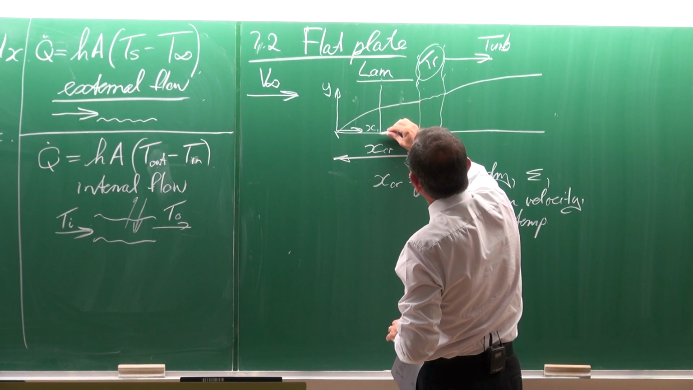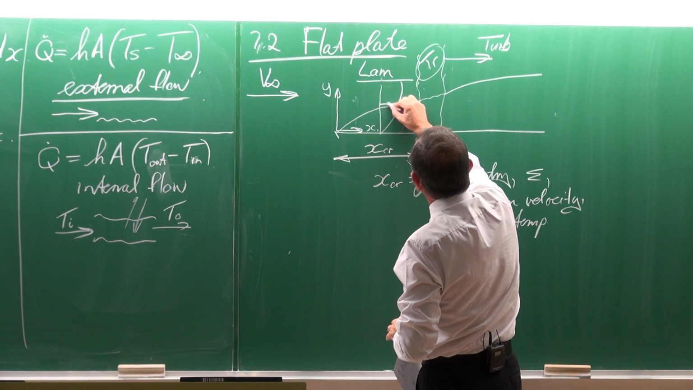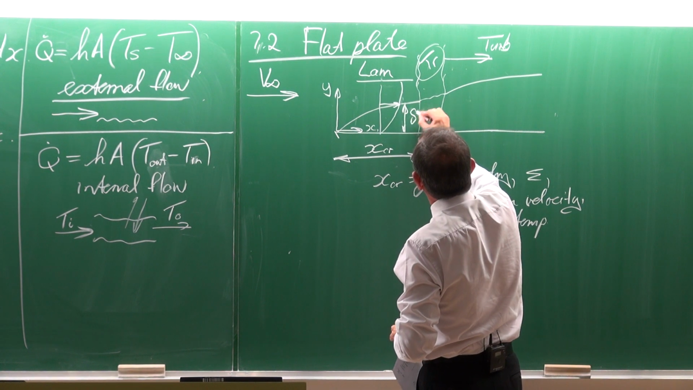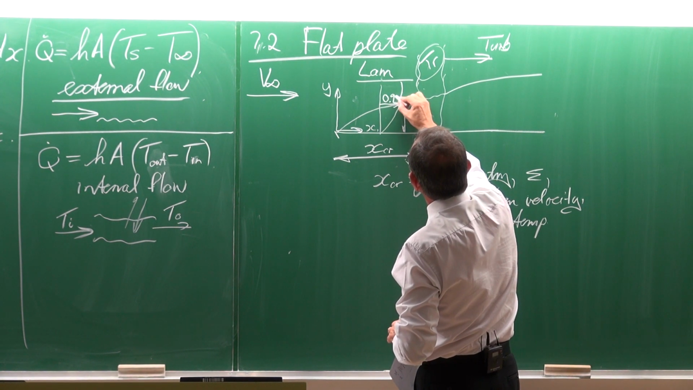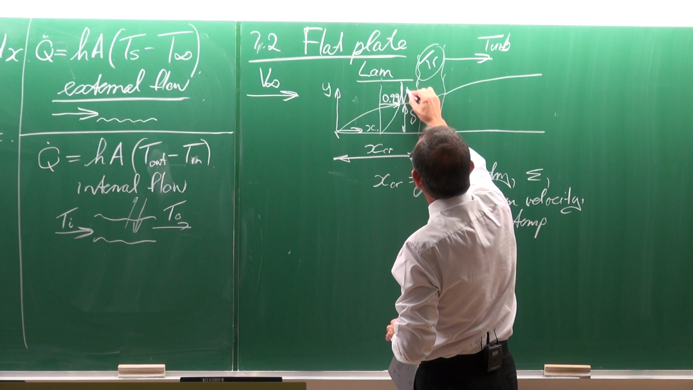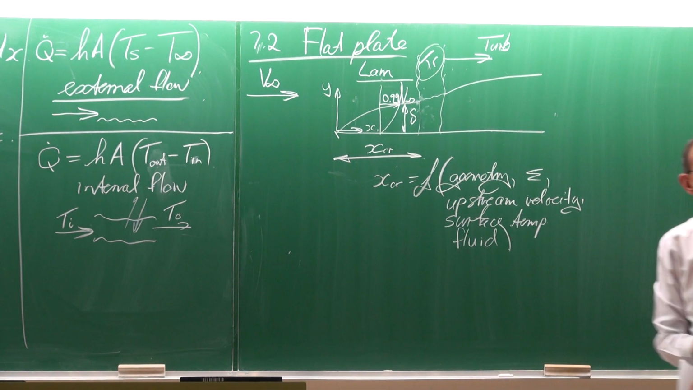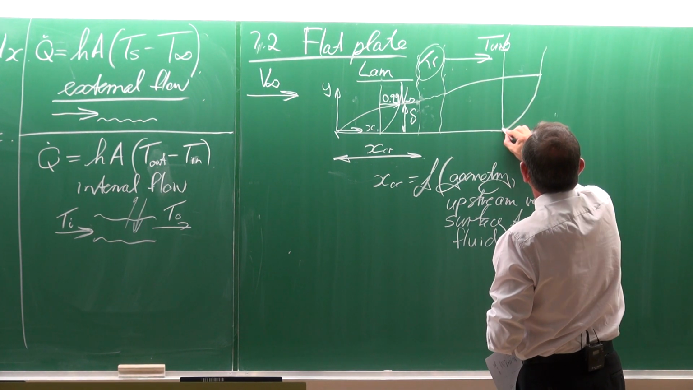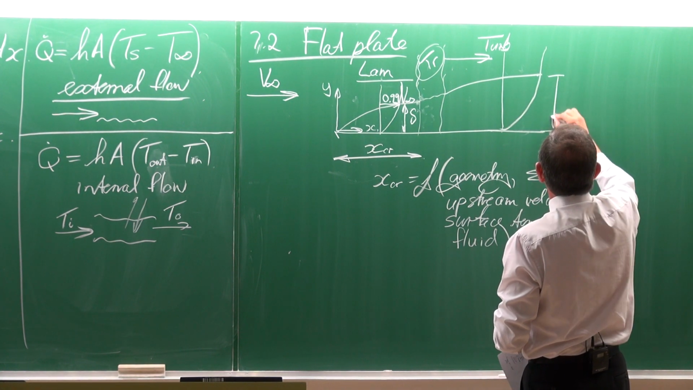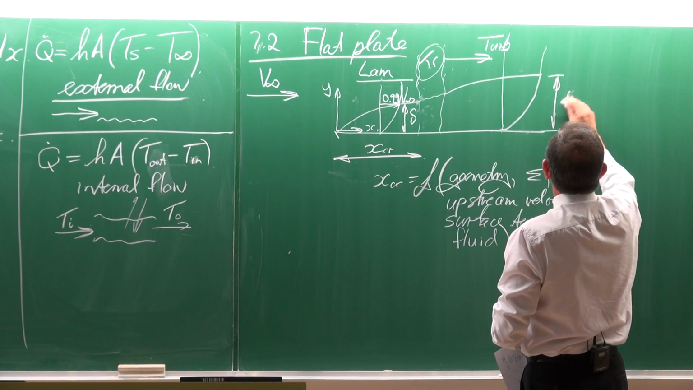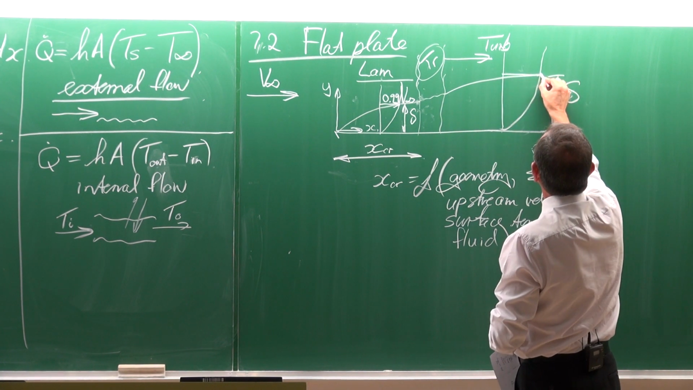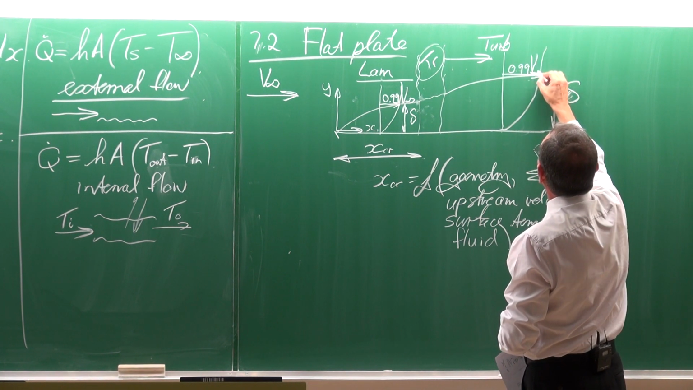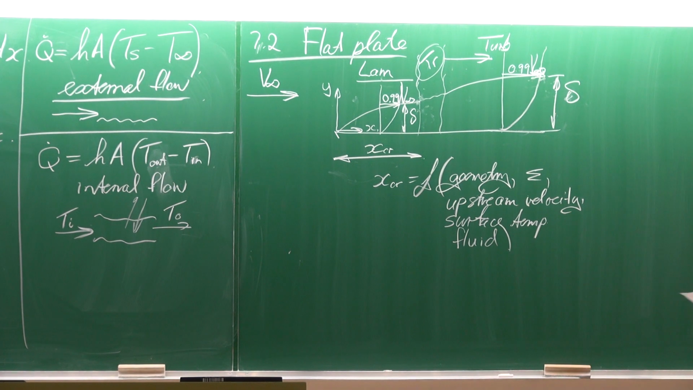Remember, the boundary layer thickness means that that distance there, delta, that is where the velocity is 99% of the free stream velocity. And again here exactly the same. That distance is the boundary layer thickness. We've done it previously. And the boundary layer thickness is where that velocity is 99% of the free stream velocity.